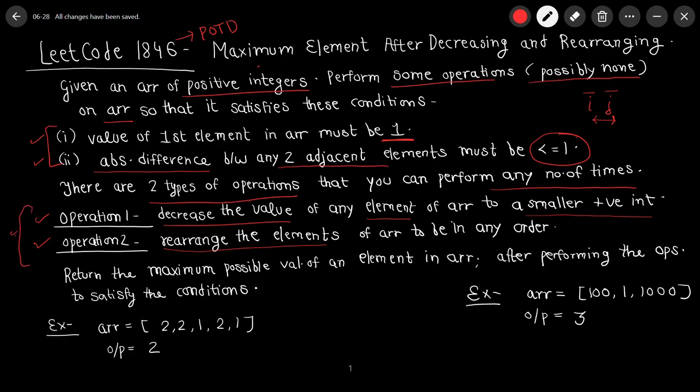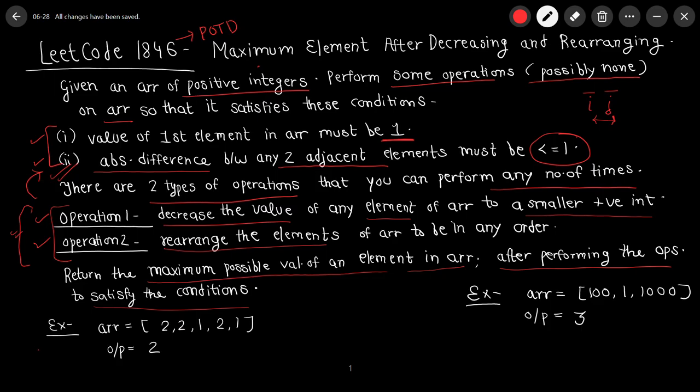And using these two operations, we need to make the array in such a way that it satisfies both of these conditions. And we need to return the maximum possible value of an element in the array after performing the operations to satisfy the conditions. So first we need to satisfy the above two conditions using these two operations. And after doing that, we need to return the maximum possible value of an element in the array.